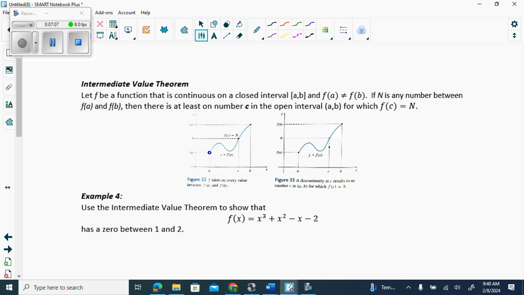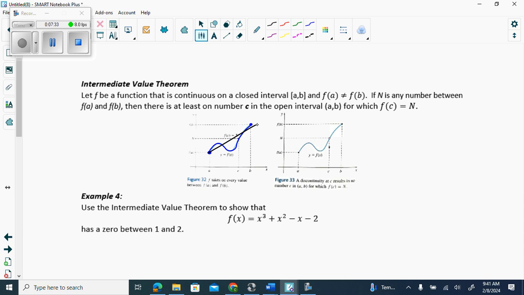So if f of a was here and f of b was here, and I know the graph is continuous, that's the key thing, the graph has to be continuous between those values, then I know every y value exists somewhere in there. The graph could curve like this, or it could go straight to it, correct? But either way, there will be at least one y value that exists between those two y values. That's all the intermediate values do.